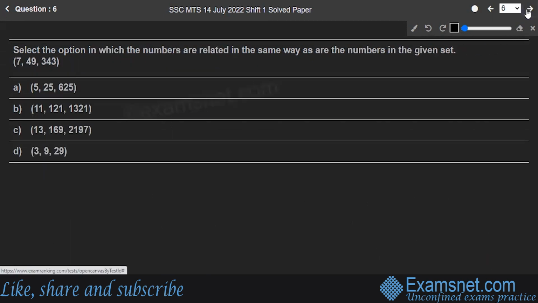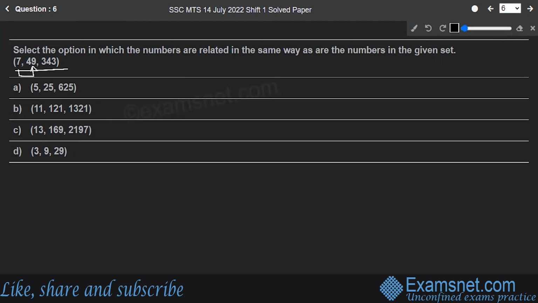Hope you are clear. Next is question number 6. Select the option in which the numbers are related in the same way as the numbers in the given set. So this is the given set and you have to find out among A, B, C, D which of the options has the same relationship as this one. For answering this question, you have to find out the logic or the pattern in the given set of numbers 7, 49, 343.